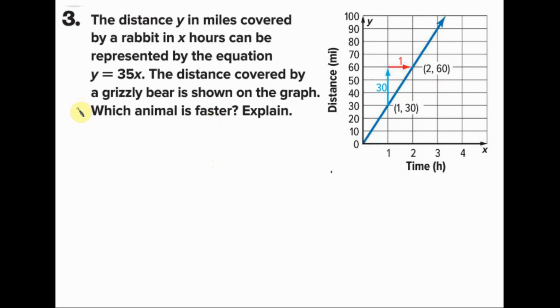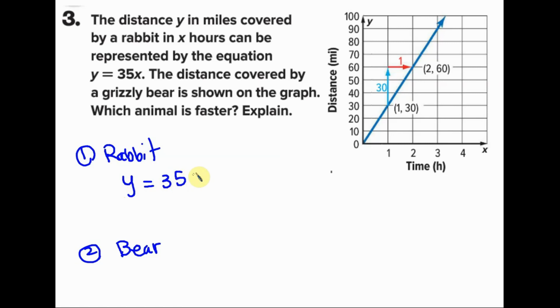There are 2 quantities that we're trying to compare. The first one was the rabbit, and the second one is the grizzly bear. They were saying the rabbit can be represented by the equation y is equal to 35x, where the bear could be represented from the graph. So here's what I know. If I have that equation y is equal to 35x, this was the same format as when we had y is equal to mx. In this case, I can tell the m could be easily found by just looking at this equation. This 35 will be representing the slope.